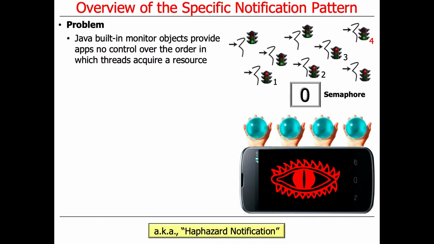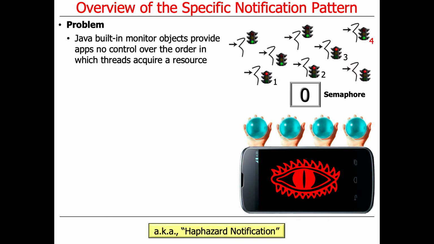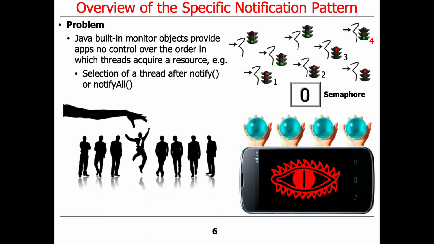The problem is that the built-in monitor objects give the apps no control over the order in which threads acquire a resource. So there's no way of being able to say, you're going to acquire the resource in LIFO order, you're going to acquire the resource in FIFO order, you're going to acquire the resource in priority order. It's what's called haphazard notification. It's whatever the system chooses. And it's often the thread that's run most recently, just to keep things fresh.